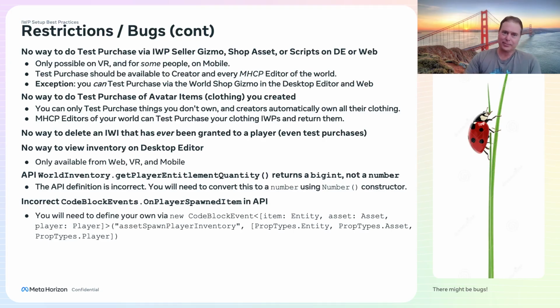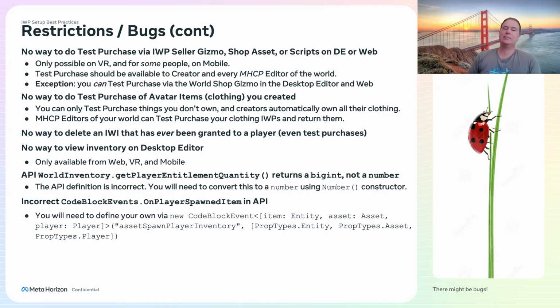There's no way to do a test purchase of avatar items that you created, because you can only test purchase things that you don't already own. And for whatever reason, when you create avatar clothing, Meta already gives you a copy of the clothing, so you already own it, and there's no way to not own it. And thus, there's no way to do a test purchase of avatar clothing items that you created.